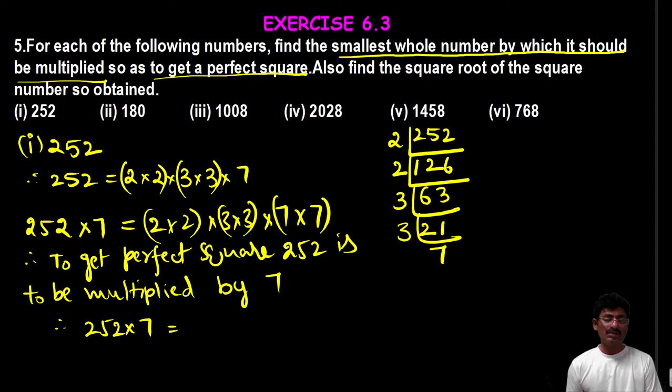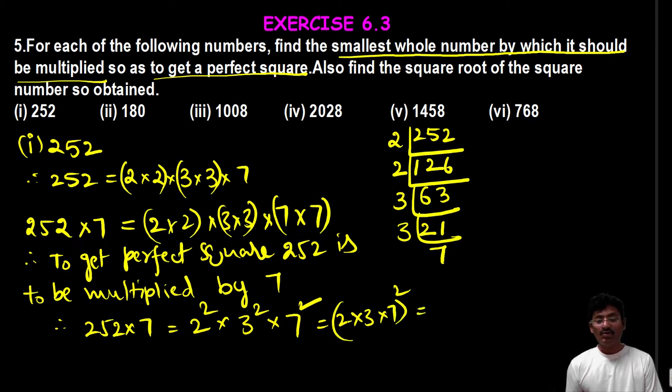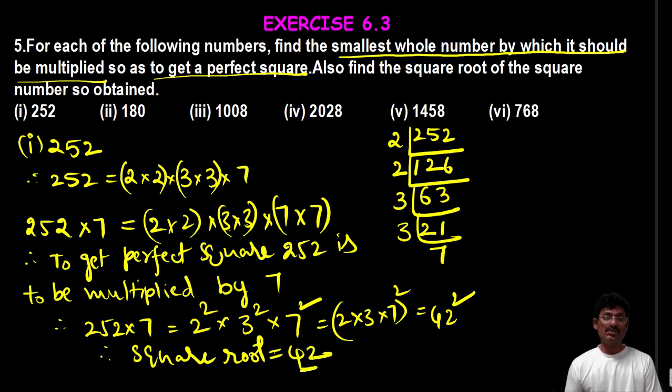Now 252 into 7 is equal to 2 times 2 means 2 square, then 3 times 3 means 3 square, then 7 times 7 is 7 square. That is equal to 2 into 3 into 7 whole square, which is 2 times 3 is 6, 6 times 7 is 42, so 42 square. Therefore, the square root of the product is 42. This is the square root of the square number obtained.